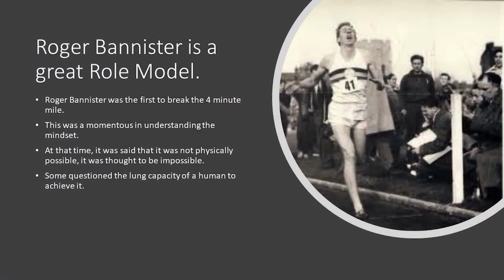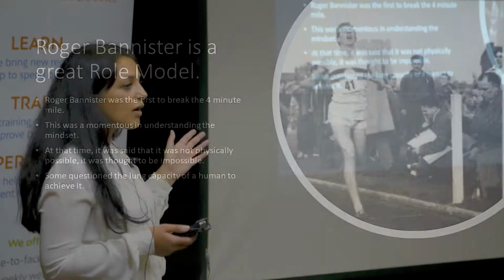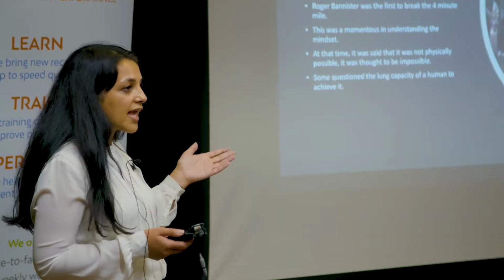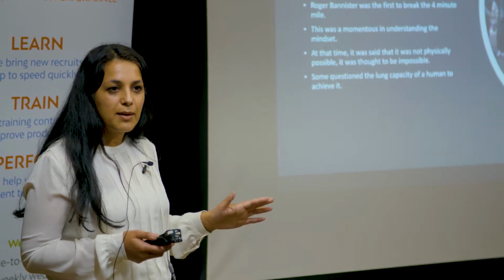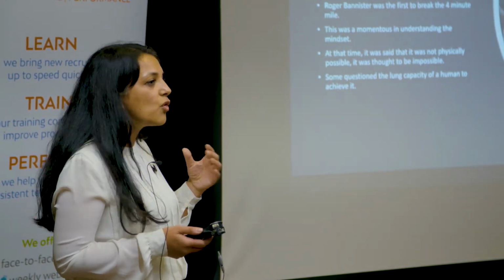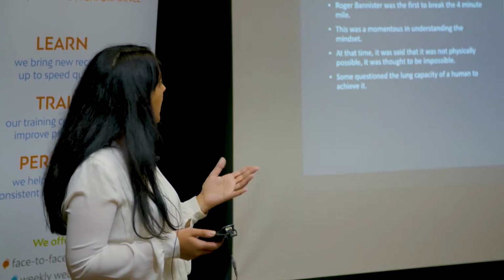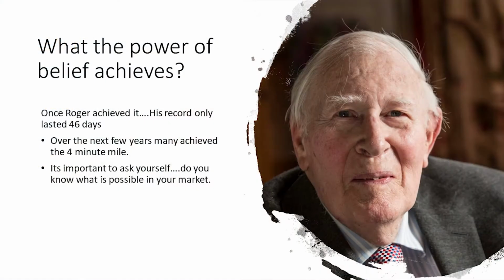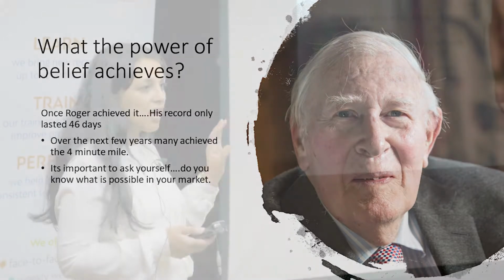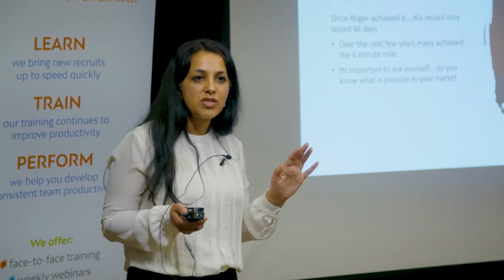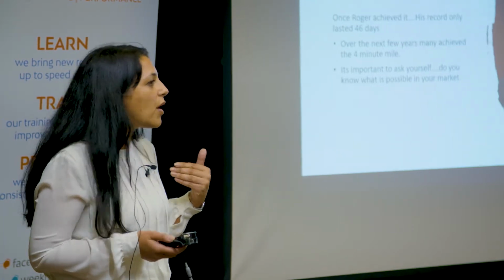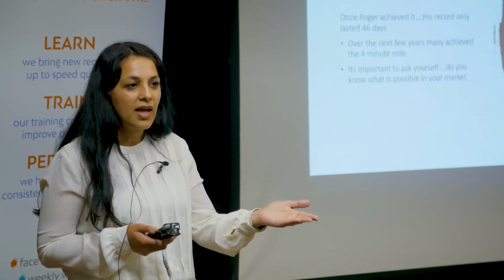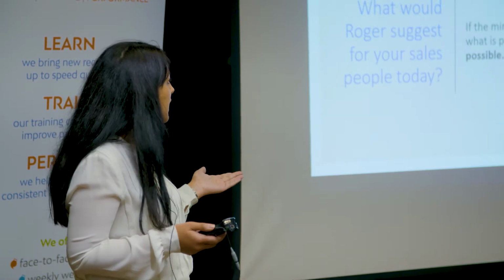And Roger Bannister is a great example of this, because he was the first person to break the 4-minute mile. It was said that you can't do it. It's physically impossible. The lung capacity does not allow it to happen. But he was a doctor and he said, no, I'm going to do it. He had a different belief. But what happened after he beat it, in 46 days, it was beaten again. That was a record. Because what he did was pass his belief system on to the next people. So then everyone believed it.